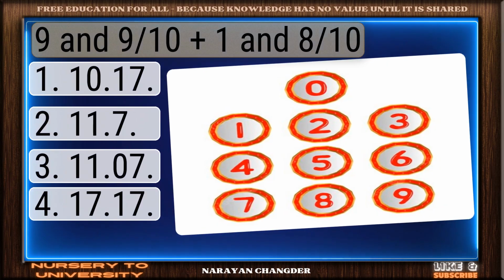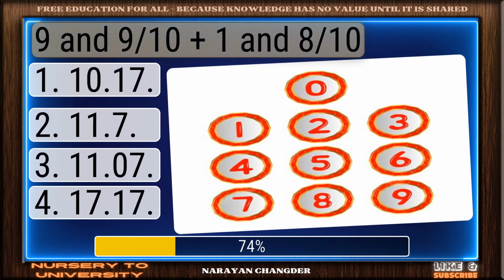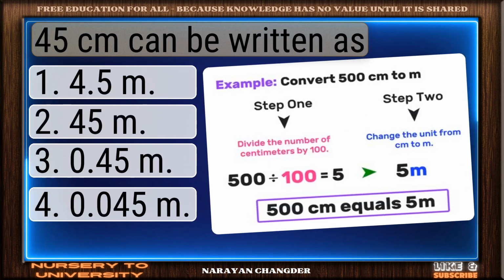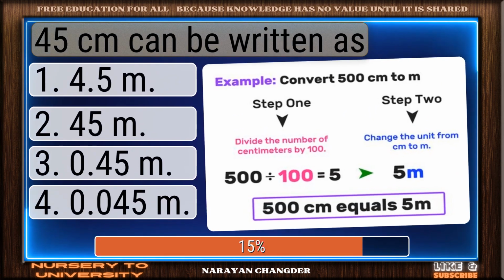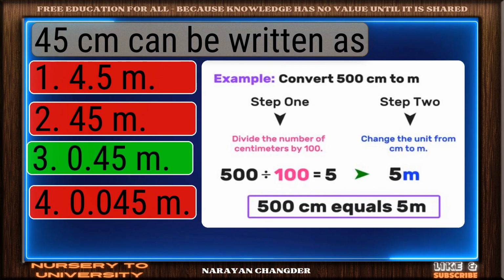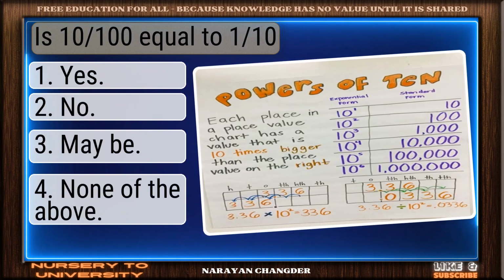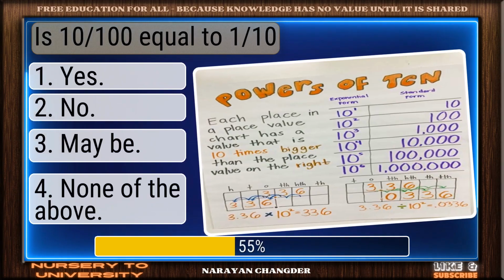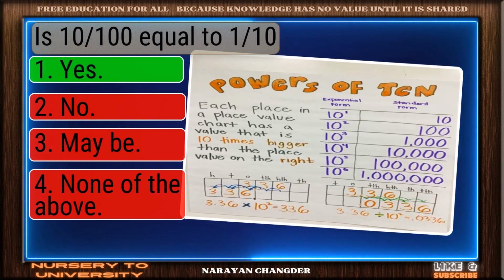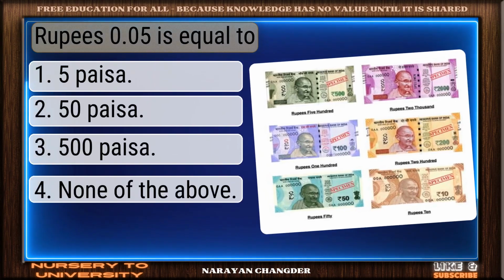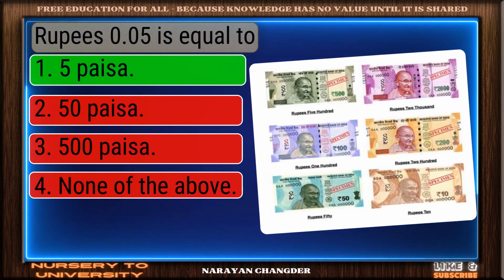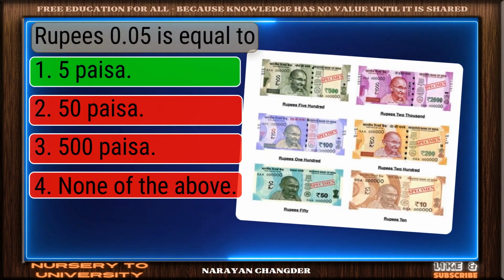9 and 9/10 plus 1 and 8/10. Smart pick. 11.7 is the correct choice. 45 centimeters can be written as. On track. 0.4 is the correct answer. Is 10/100 equal to 5/10? Strong choice. Yes is the right answer. Rupee 0.05 is equal to. Excellent choice. 5 paisa is the right answer.